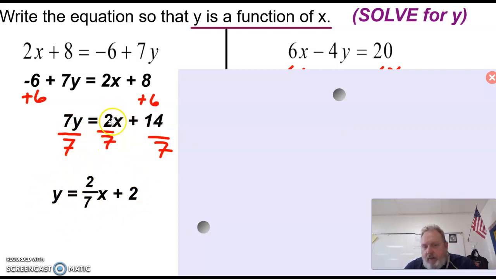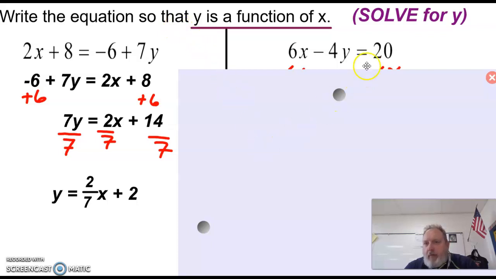And when you divide, leave this as a fraction, as 2/7. If it was 2 over 8 and you want to simplify to 0.25, that'd be fine, or 2 over 4 to 0.5. But since we have a fraction here, it doesn't reduce, just leave it as 2/7 x plus 2.